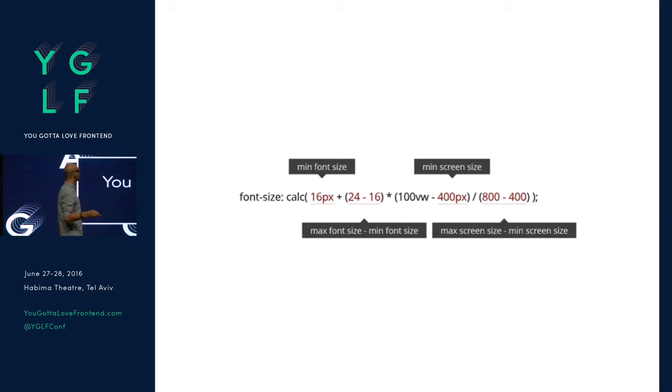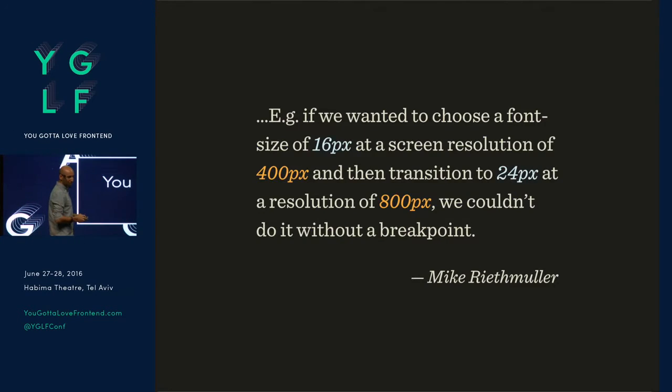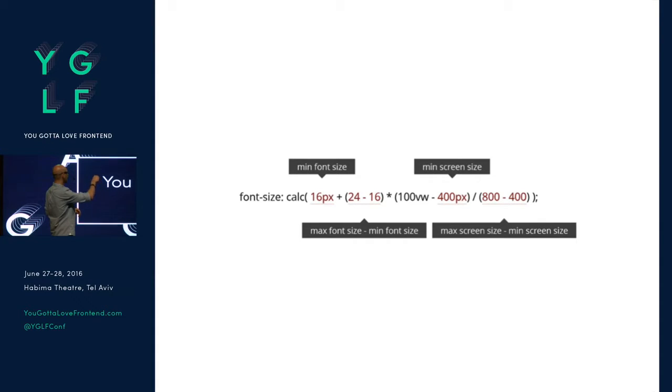And it sounds weird, but imagine the following situation. You want to transition from 16 pixels to 24 pixels between these breakpoints, right? You just plug it in the formula, where here you've got the minimum 16 pixels. Of course, it should be ems, but just for brevity here, 16 pixels plus the difference between the two, times 100 VW minus minimal screen size, divided by maximum screen size minus minimal screen size. It actually works like a charm. It really does.